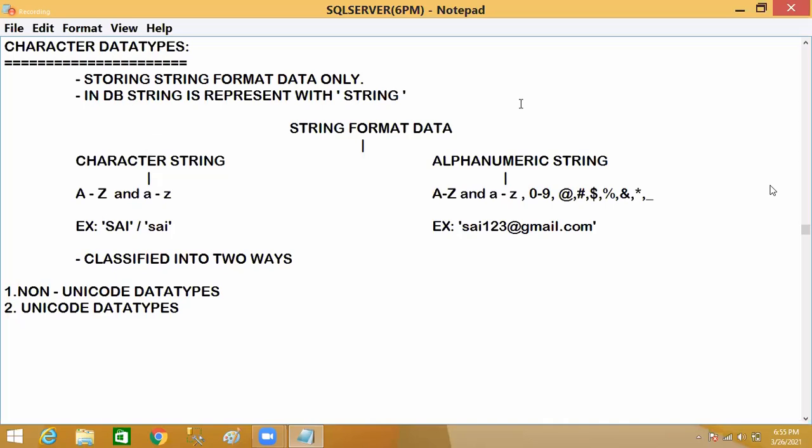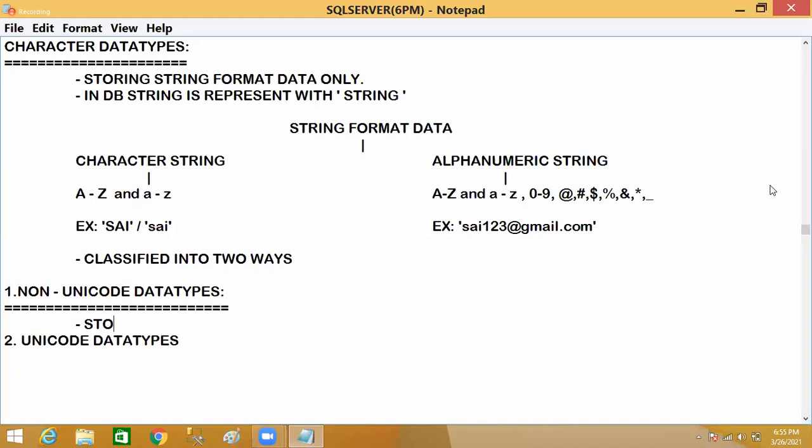Okay, right. So now what are non-Unicode data types and what are Unicode data types? Simply, the difference is this, observe guys. Non-Unicode data types are non-Unicode. It means a non-universal supported character.